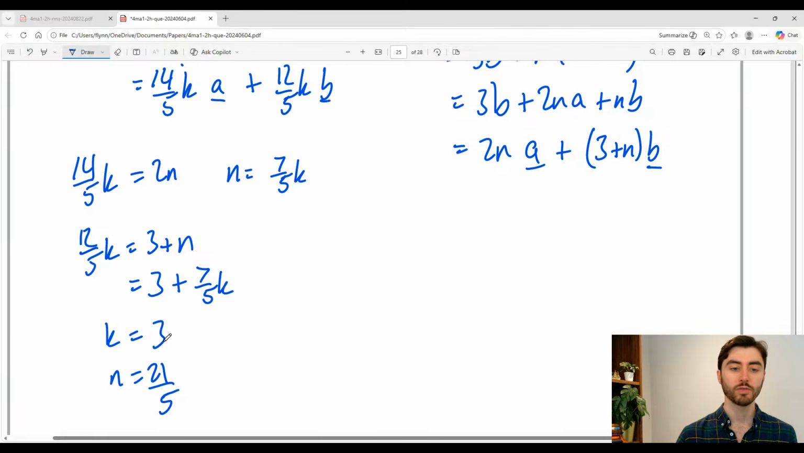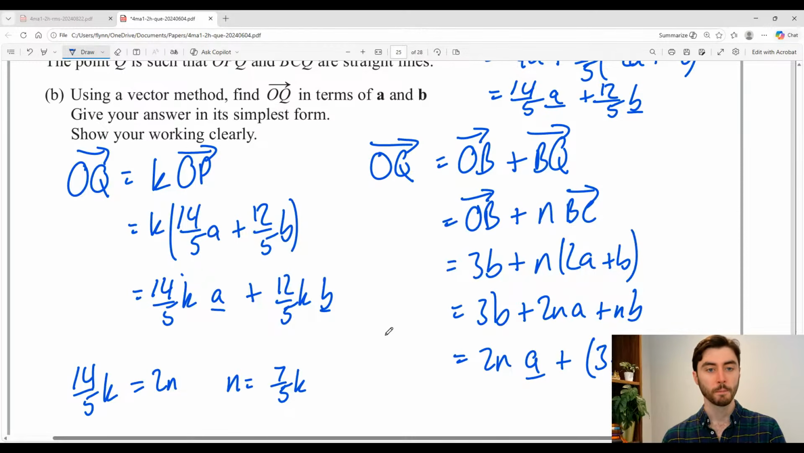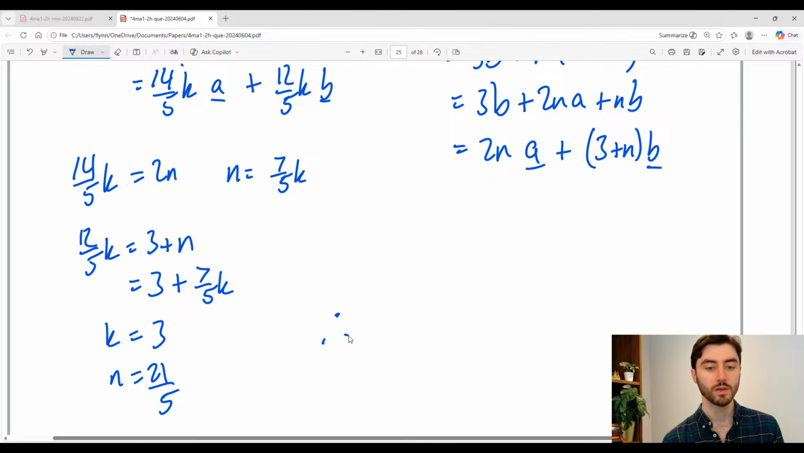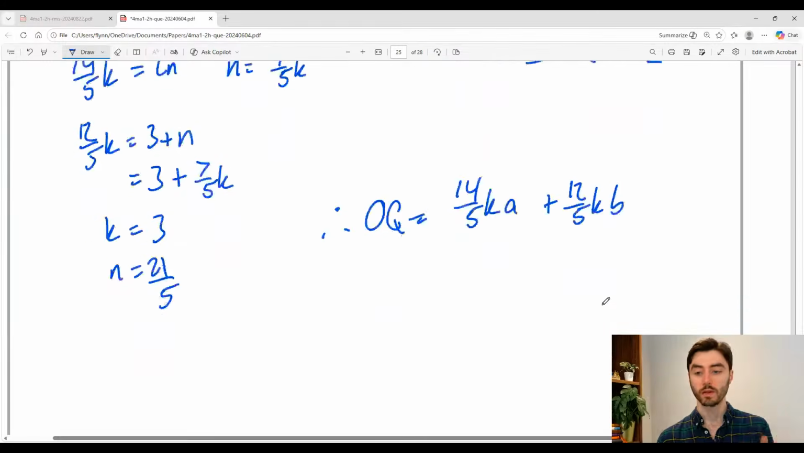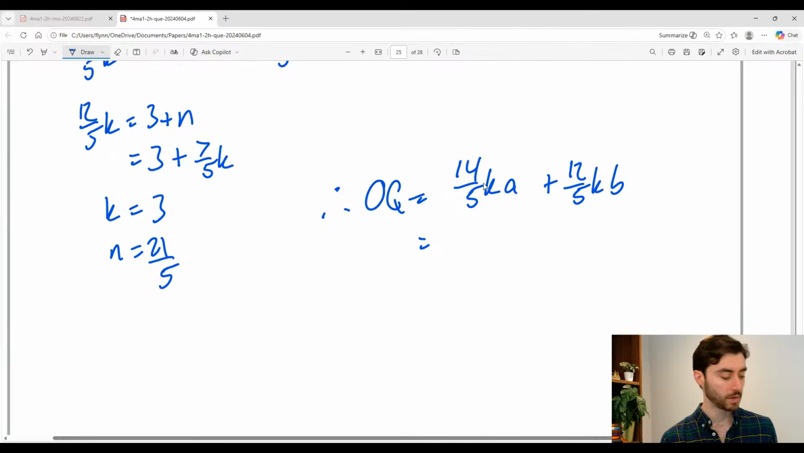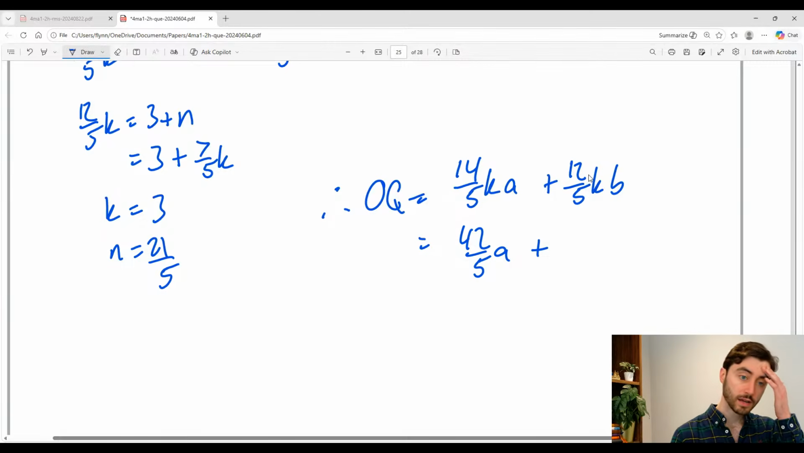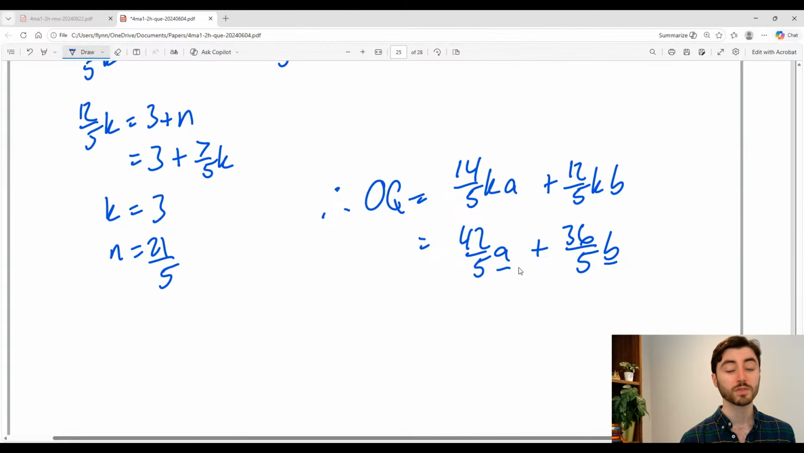Now, the k equaling 3 is clearly the easier number to work with. So when finding OQ, I'm going to take the one with k in it. So therefore, OQ, which was 14 over 5k lots of A and 12 over 5k lots of B, when I plug k equals 3 back in, I'm going to get 3 times 14 is 42. So 42 over 5A. And then here, 12 times 3 is 36, plus 36 over 5 lots of B. So that was complicated. That's very much for the people going for the 9s.